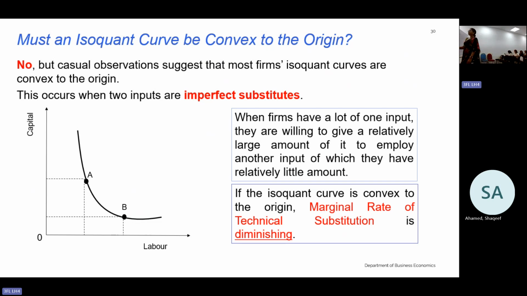Then we learned the slope of the isoquant. What is the name of the slope of the isoquant? Marginal rate of technical substitution. So that is the slope of the isoquant.